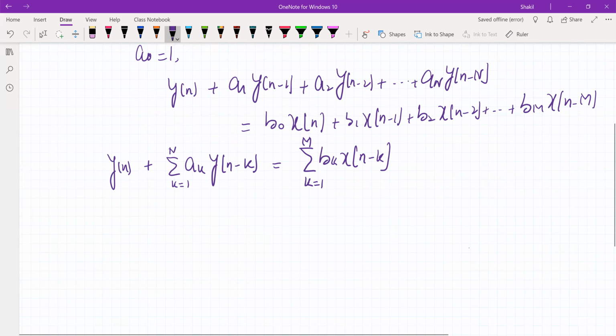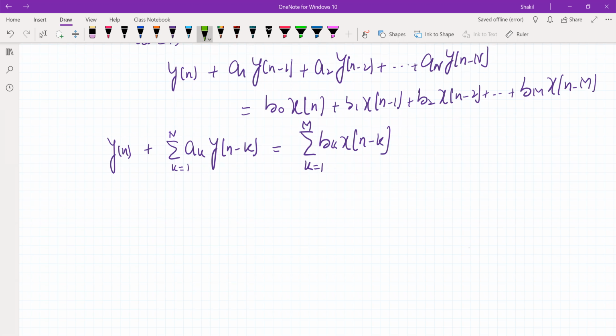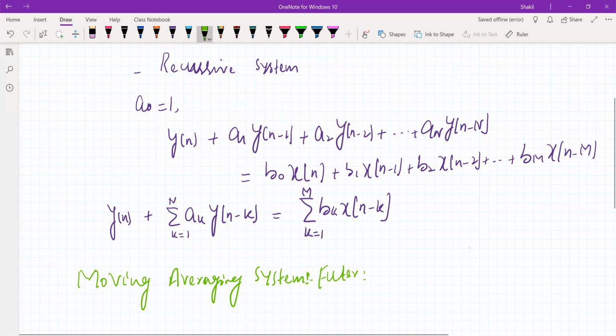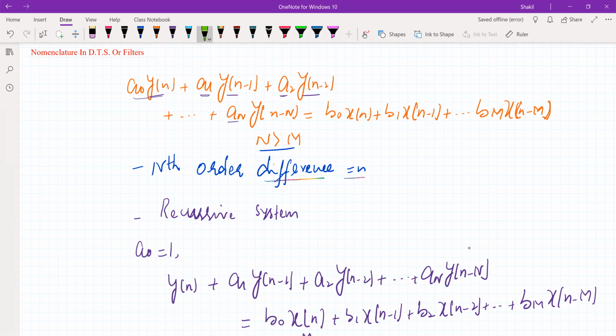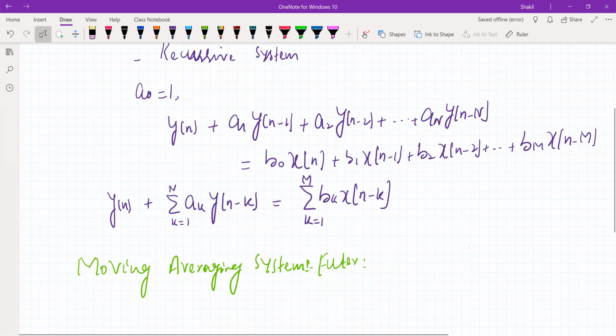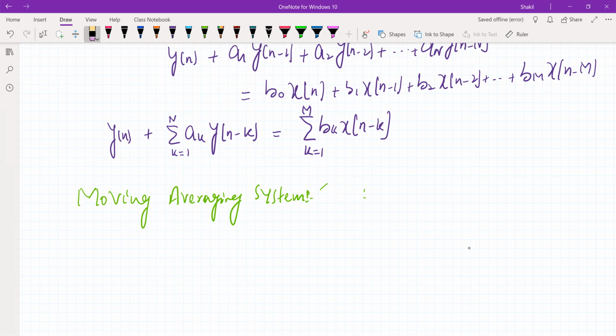Now the first name for this difference equation is moving averaging system. We can say this becomes a moving averaging system or moving averaging filter. Now remember, every discrete time system is a filter actually. So whether I say from this point onwards a discrete time filter or a discrete time system, this means one and the same thing. So a discrete time system is also called a filter. So you can say this is a discrete time system, moving averaging system or moving averaging filter, right?